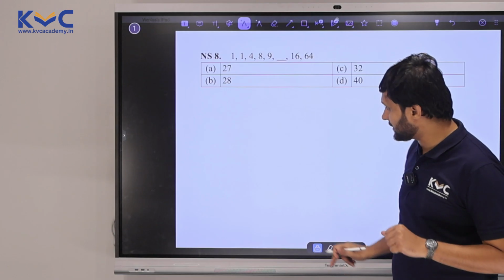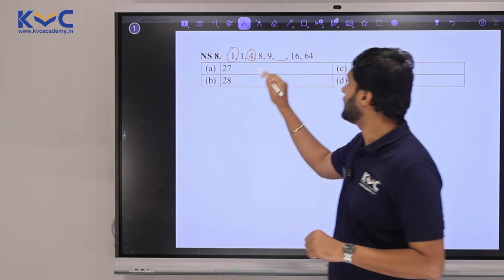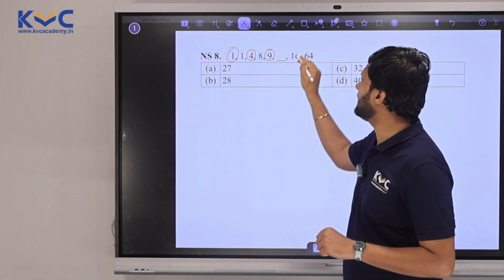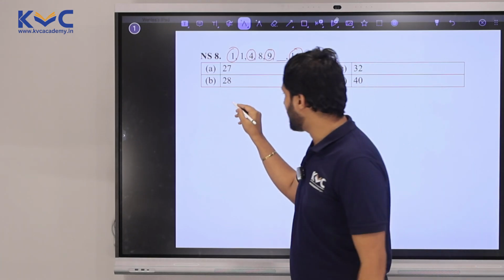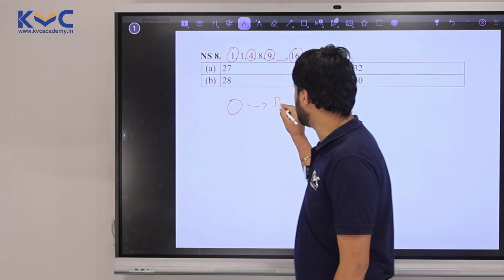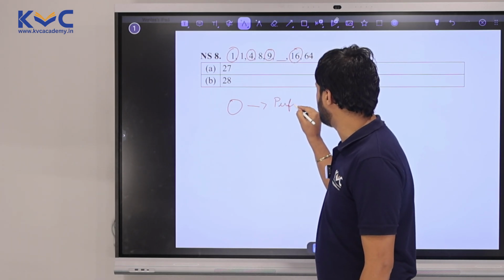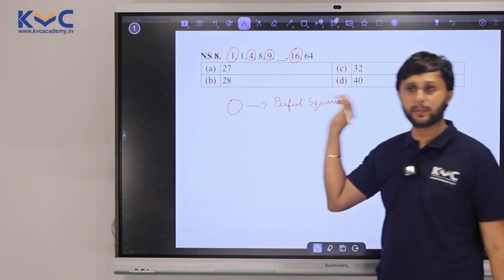So let me just circle them. Fine, we have 1, we have 4, and alternate numbers, we have 9, we have 16. These are perfect squares, correct? So the ones circled in red color, these are perfect squares.